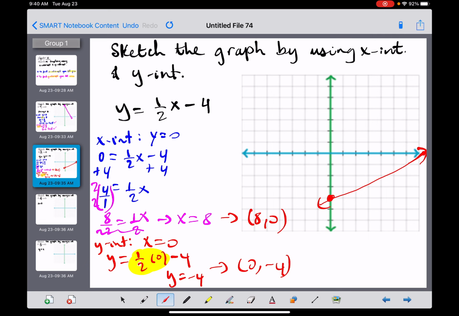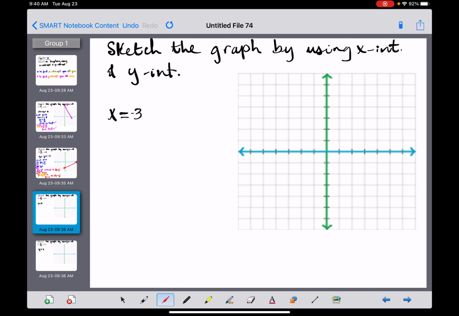Okay, let's move on to number 3. So in number 3, we have a special case. It's still a line, but it won't be a negative slope or positive slope. This is x equals negative 3, and we talked about this. So whenever x equals a number, it always gives you a vertical line. Okay, so in this case, a vertical line at negative 3.